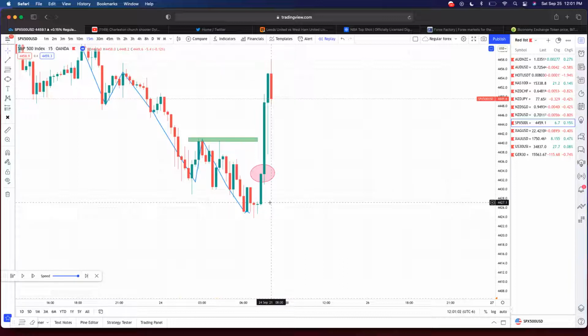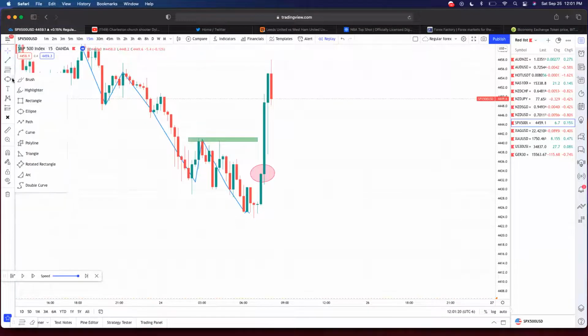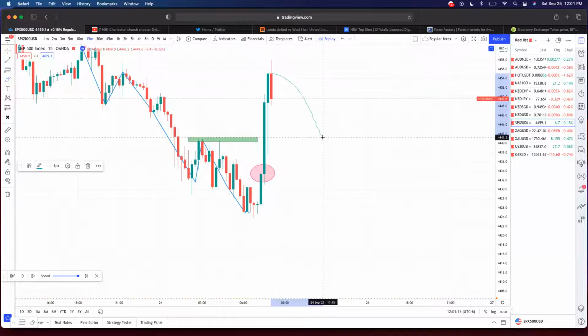Wait for the break and close of structure and enter on the retest. Typically, this is that structure you're waiting for. So price now has broken above that structure. Now we are waiting for the retest. So what is a retest? We are waiting for price to come back to that area of structure, and we want to enter for buys.